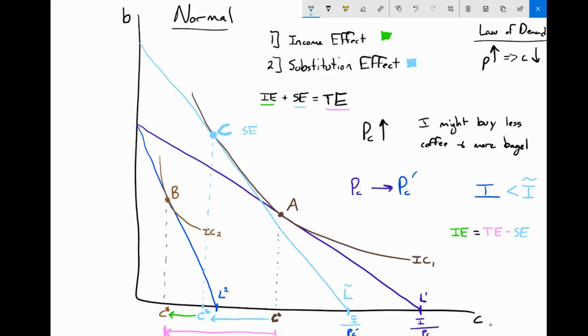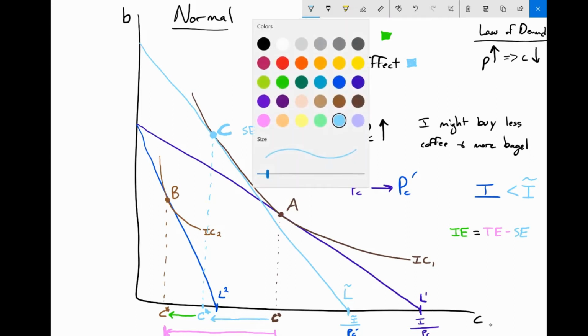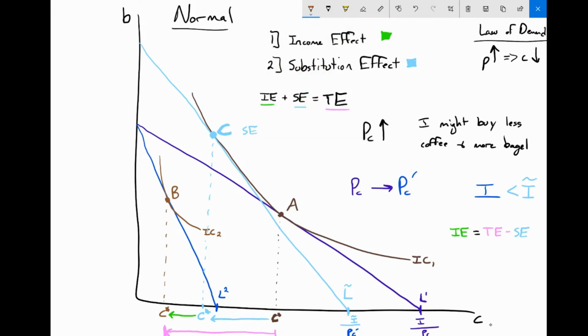What I've illustrated here is an example of the impact of a price change on a normal good. The substitution effect is always negative. So here it's negative. What do I mean by negative? That means that as the price goes up, consumption goes down. As the price of coffee goes up from PC to PC prime, the consumption of coffee goes down. It reduces demand. If the price of coffee goes up, I always want to substitute away from coffee, so my demand for coffee will go down because of the substitution effect.